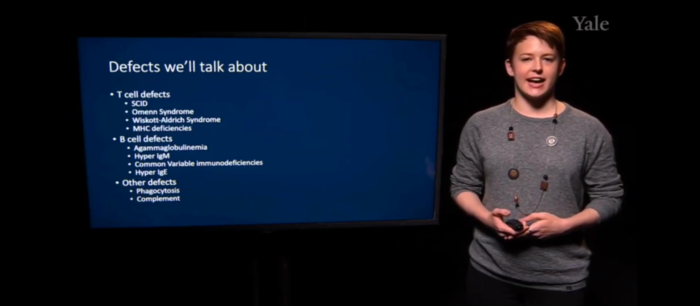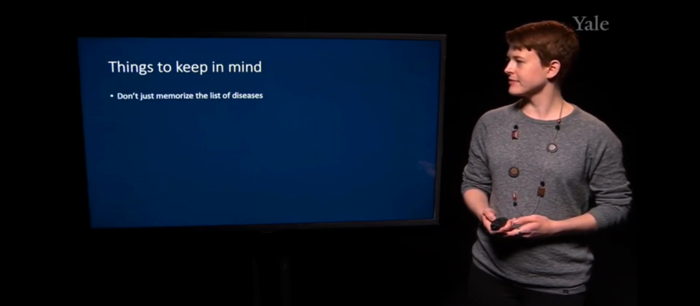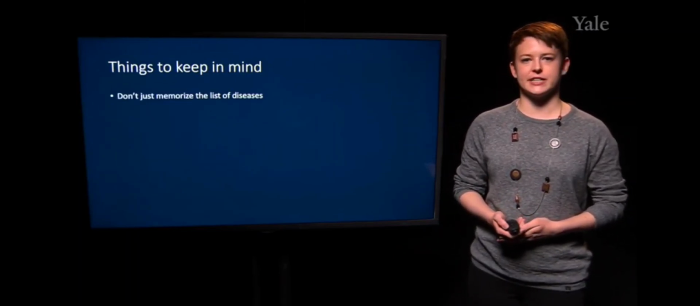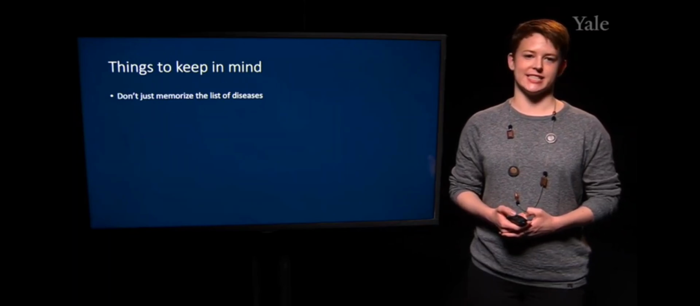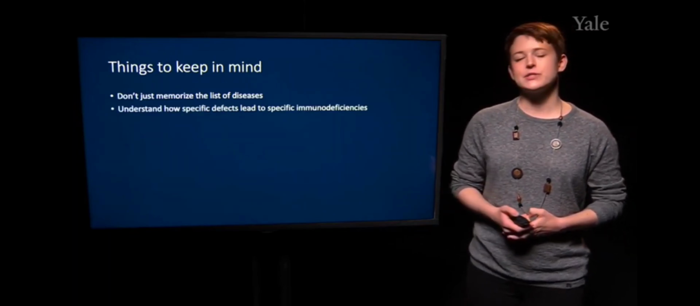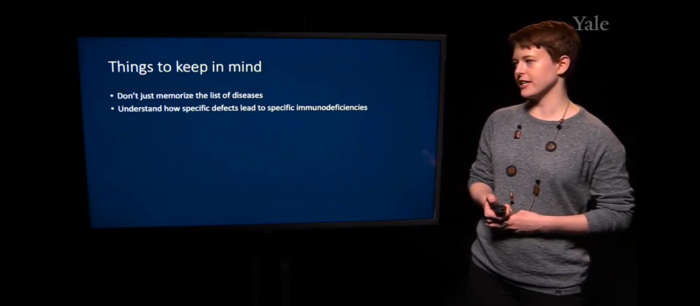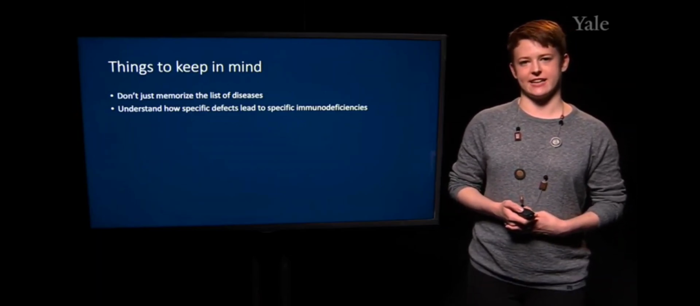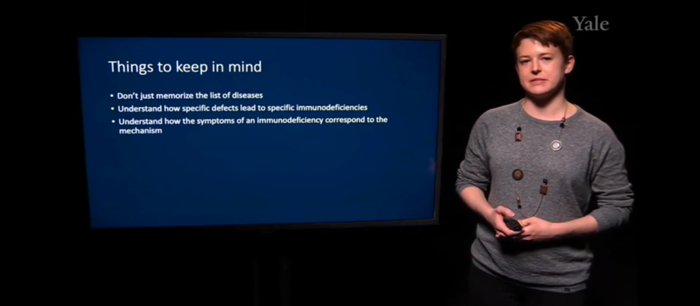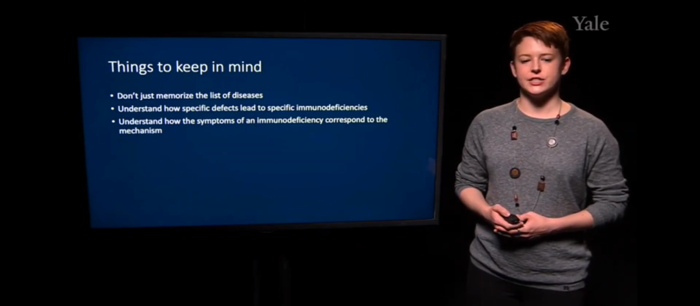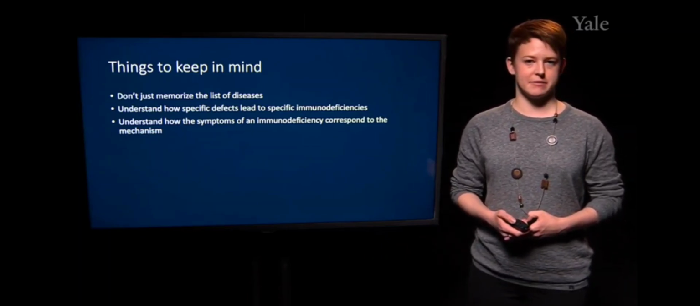So there are a few things to keep in mind. We're going to be going over a pretty big number of diseases, and it's not important that you memorize the list of diseases and their symptoms. What's really important is that you deeply understand the way that we can use these specific defects to understand immunodeficiency. And understand as well how the symptoms of these immunodeficiencies lead to the symptoms that are seen in patients. So we'll primarily be talking about human immunology in this lecture, and we'll be reviewing many of the concepts that you've covered in previous lectures.